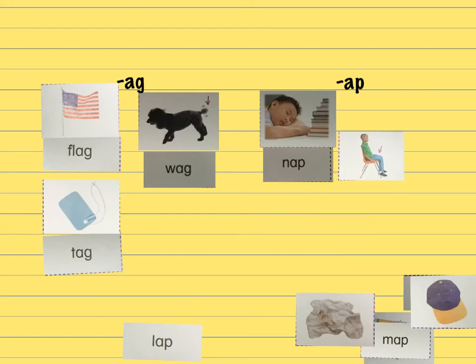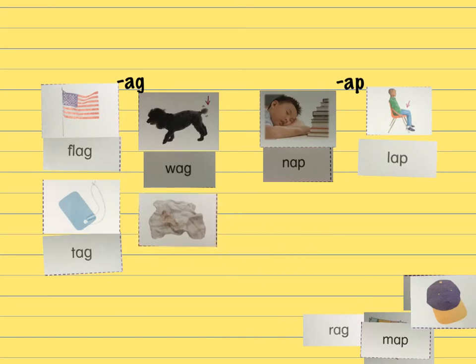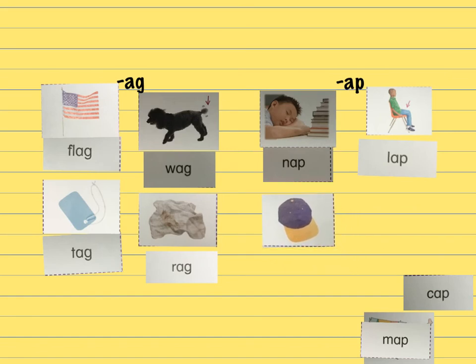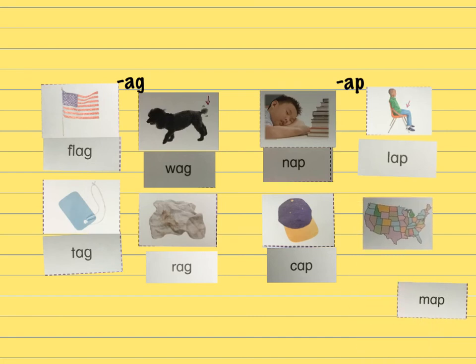App has the app sound. Ag, I hear the ag sound. Cap, app in the app family. And last is map. App has the app.